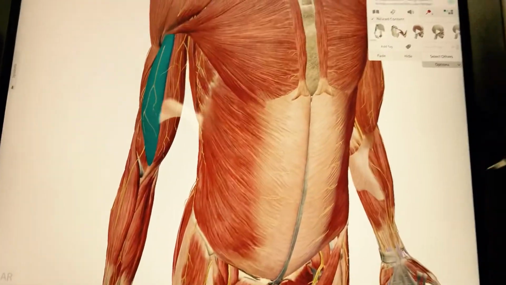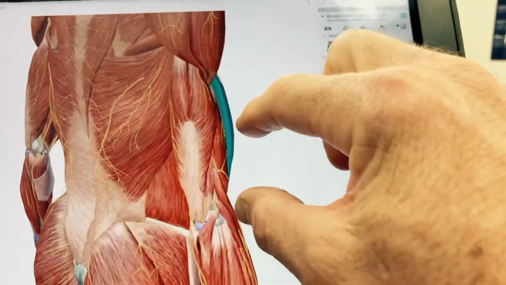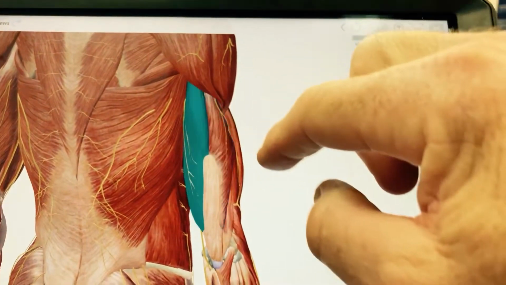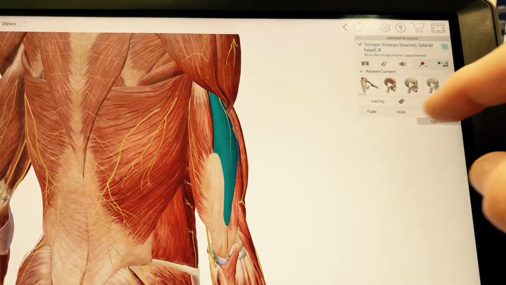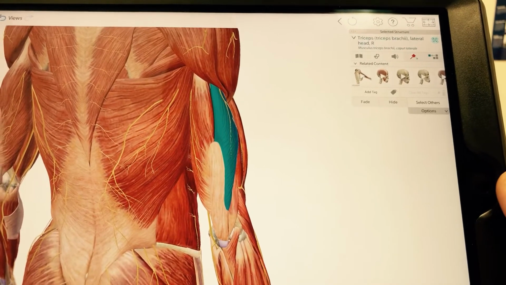So the next one we're going to get into today is the tricep muscles. There are actually 3 tricep muscles: the medial, lateral, and middle tricep. These are elbow extensor muscles. There's a couple different ways to stretch these.